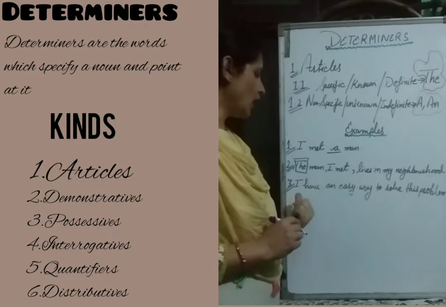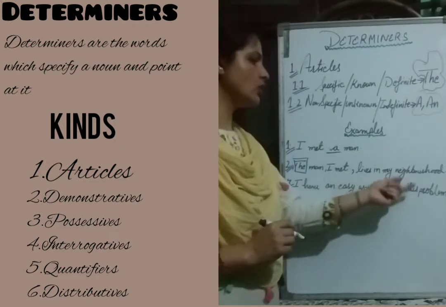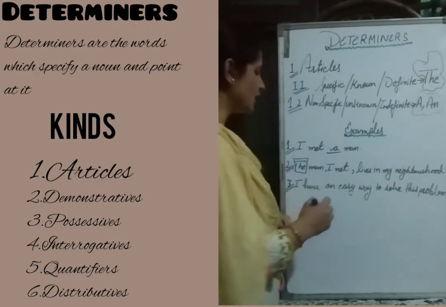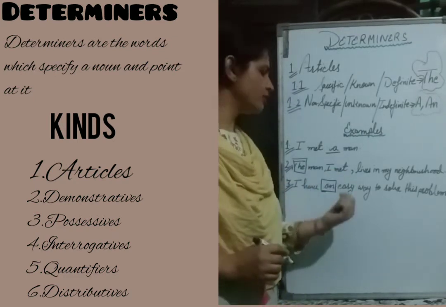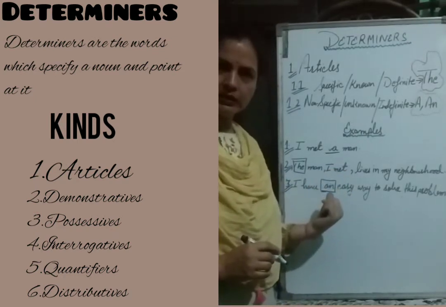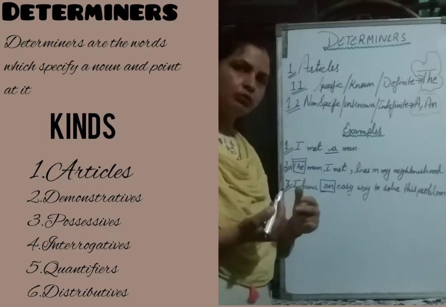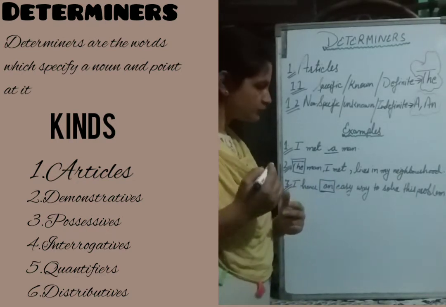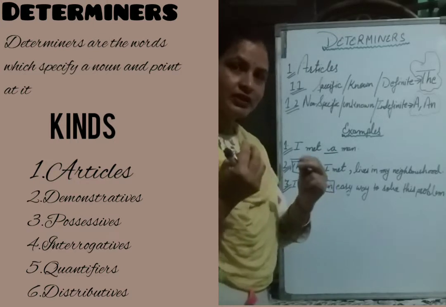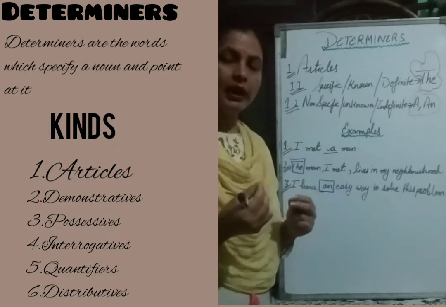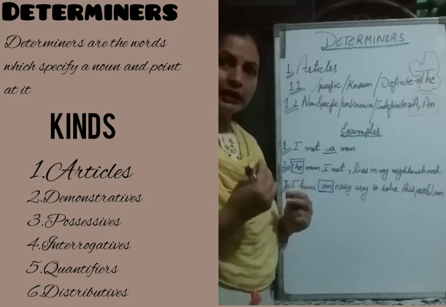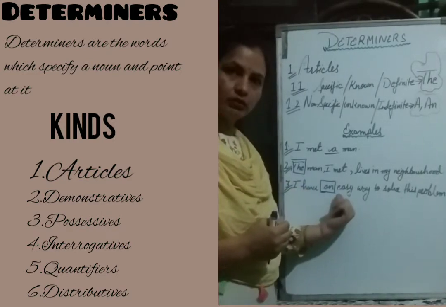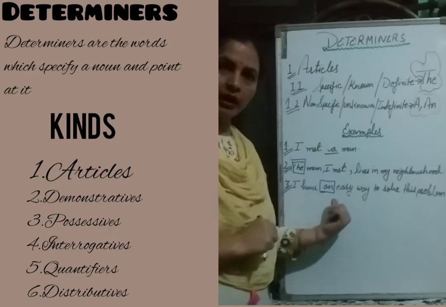Now third, I have an easy way to solve this problem. Which article have I used here? That is the article an. Why? The first condition to use the article an is that we always use an before those nouns which start with vowels and produce a vowel sound, like e in easy. So that's why an is used here.